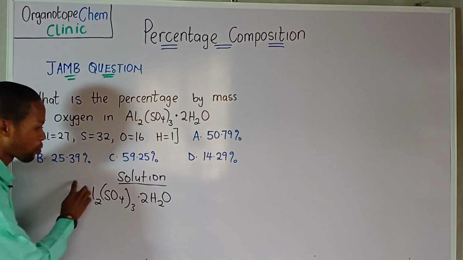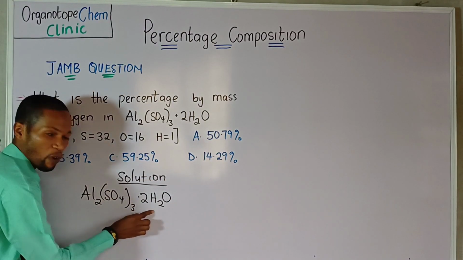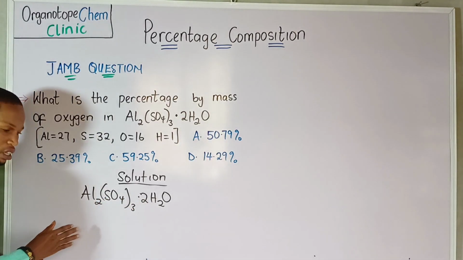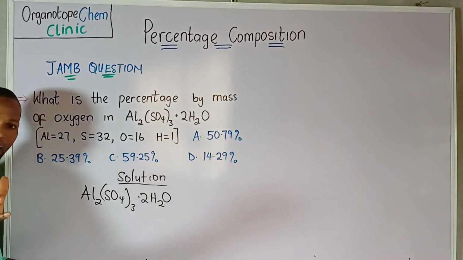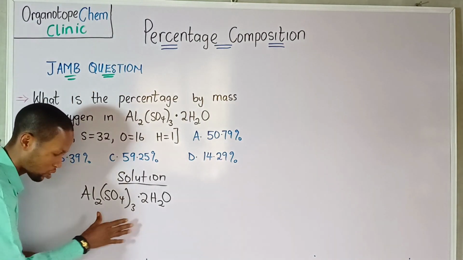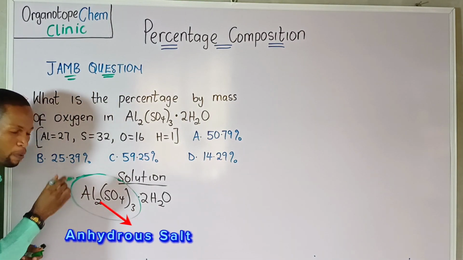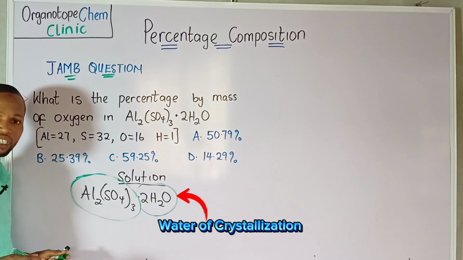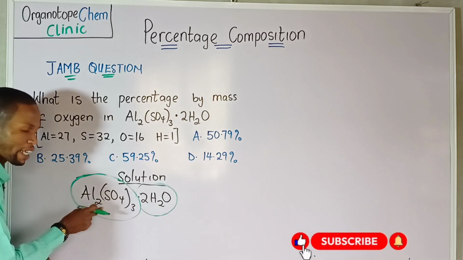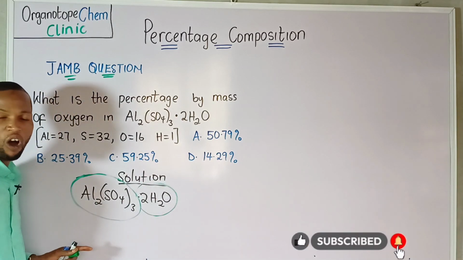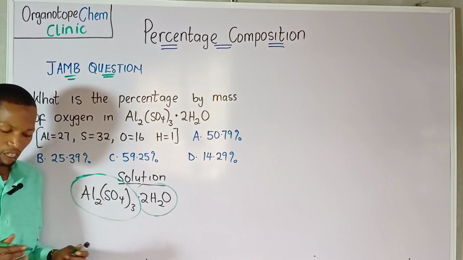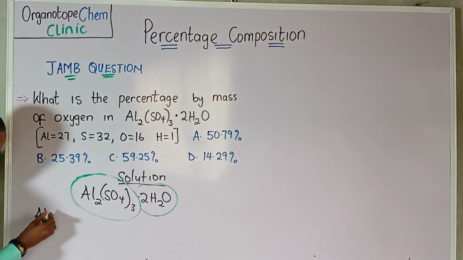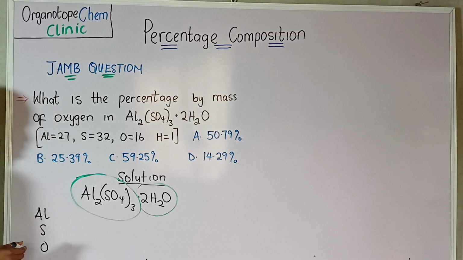Whenever you are asked to find the molar mass of hydrated salt, do not forget the water of crystallization. So I'm going to split this into 2 steps. The first step is the determination of the molar mass of the anhydrous salt, which is this part of the compound, and I will add the mass of the water of crystallization to the anhydrous, then it will give us the molar mass of hydrated salt. Make sense? So in the anhydrous, we have the elements present, aluminium, sulfur, and oxygen.